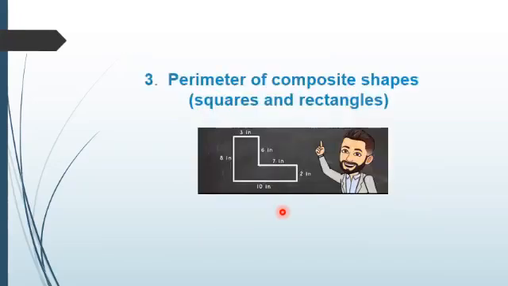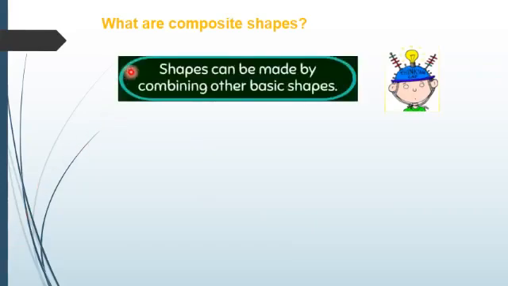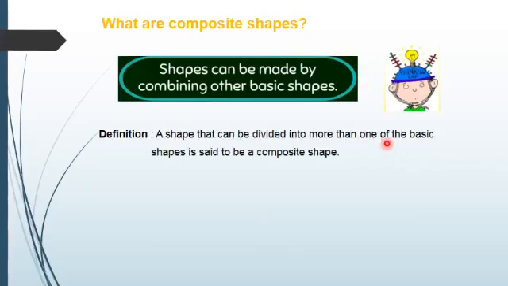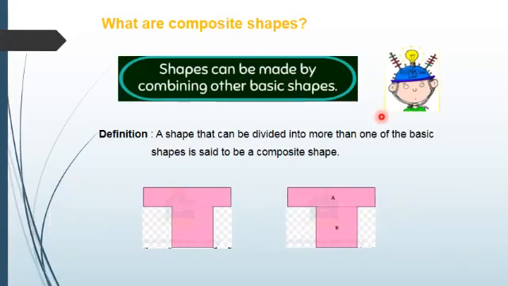Now it's time to find out the perimeter of composite shapes. Now think for a moment, what are composite shapes? We know that shapes can be made by combining other basic shapes. We can place 2 or more shapes together and that will give us a new shape. So, a composite shape is a shape that can be divided into more than one of the basic shapes. Let's have a look at this example. This is a composite shape because it can be divided into 2 other basic shapes that are a rectangle and a square.